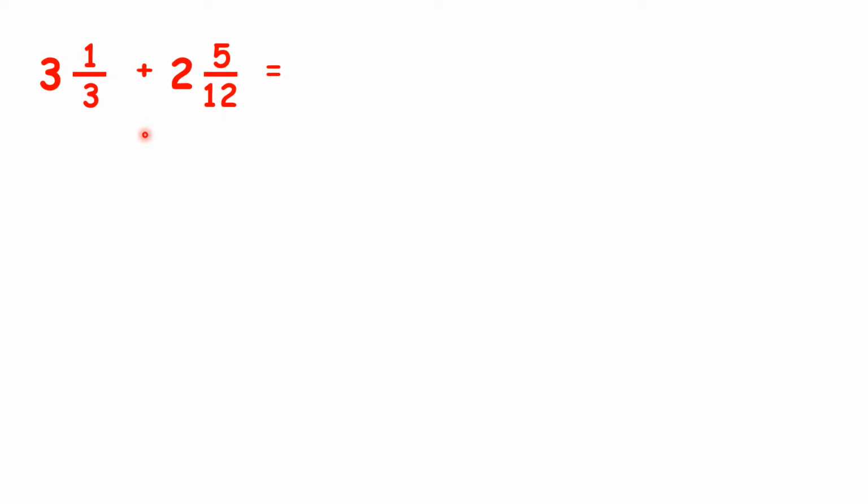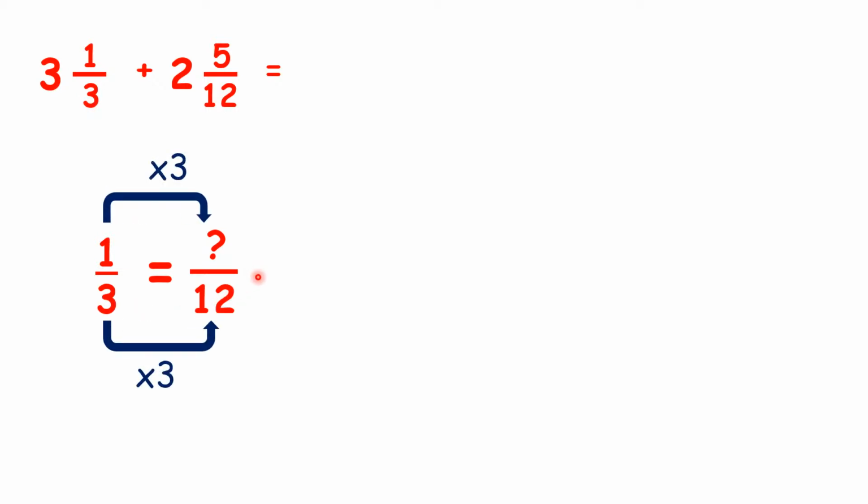Now we need to be able to add mixed numbers. So we have 3 and 1/3 plus 2 and 5/12. Now obviously we know how to add whole numbers, how to add 3 and 2, and now we know how to add fractions as well. Remember, we get the denominators the same, so we can change 1/3 into 12ths.